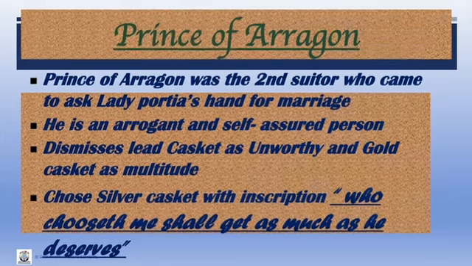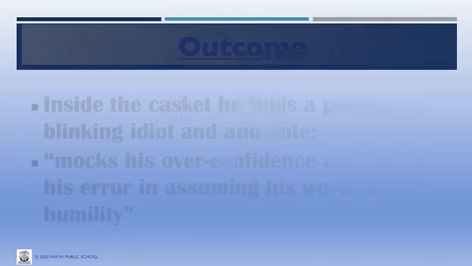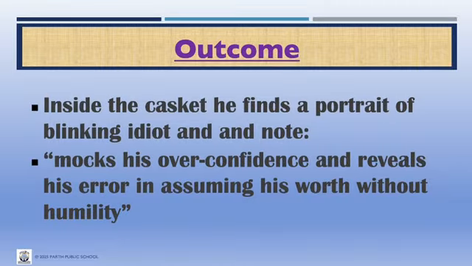Let us see the outcome now. Inside the casket, he finds a portrait of a blinking idiot and a note. The note mocks his overconfidence and reveals his error in assuming his worth without humility. His arrogance led him to believe that he was someone very proud and deserving of Lady Portia.